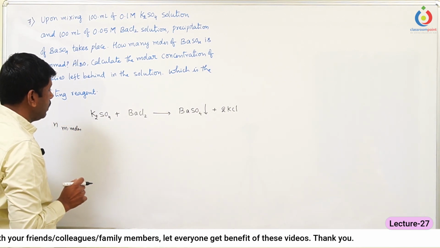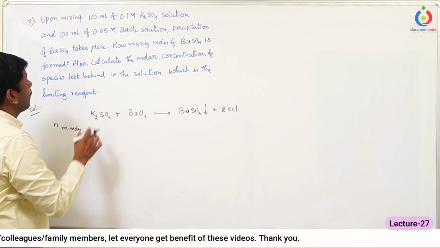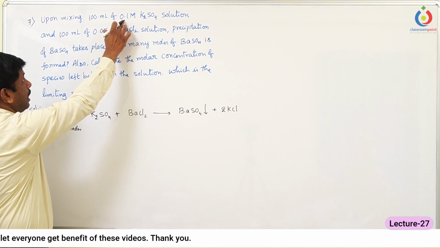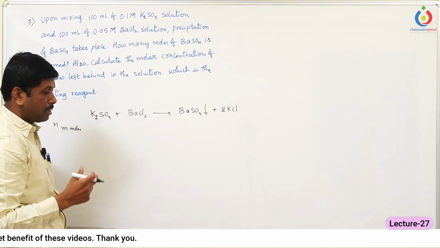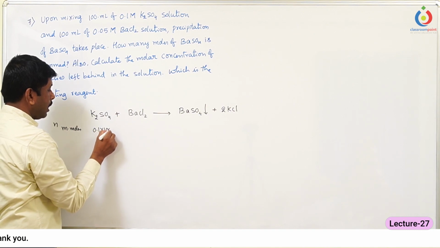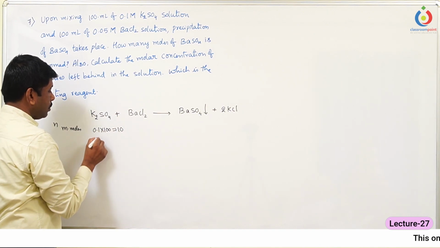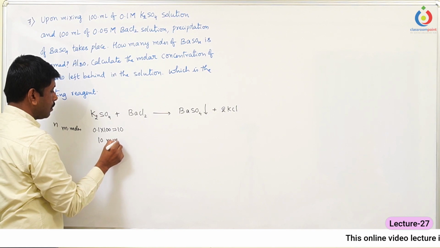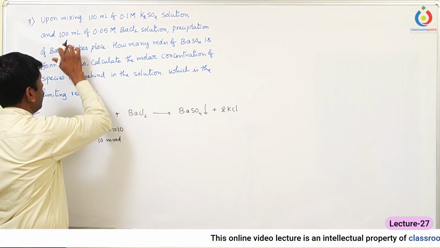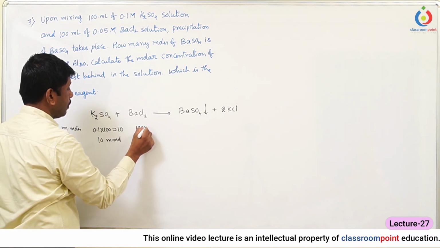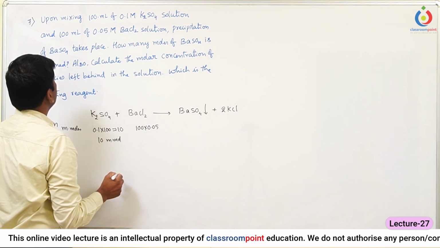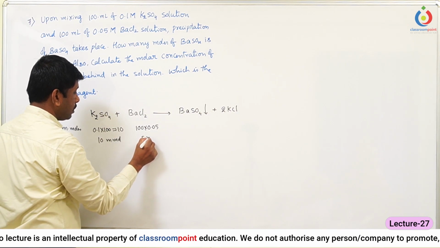Number of millimoles of the potassium sulfate and barium chloride. Molarity into milliliters gives the millimoles. Molarity into liters gives the moles. So here 0.1 into 100 equals 10. So 10 millimoles of potassium sulfate reacts with barium chloride, and here 100 into 0.05 equals 5 millimoles.